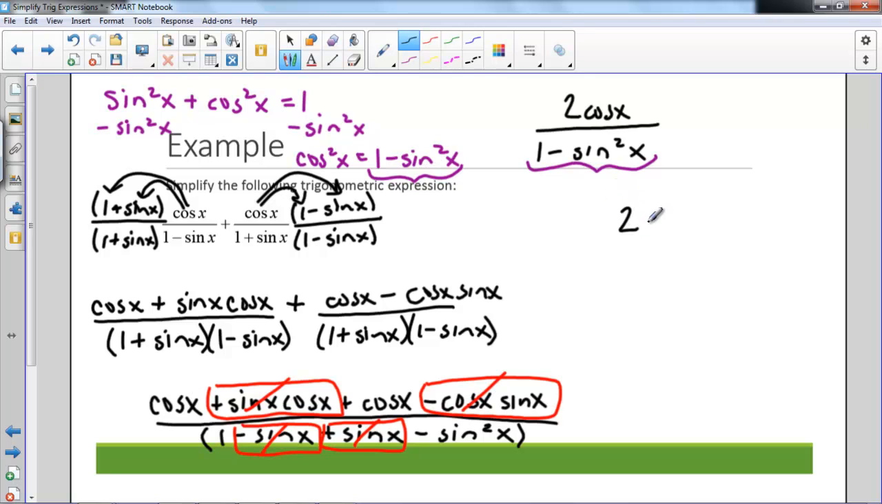So now I have 2 cosine x all over cosine squared x. This cosine is going to cancel with one of these cosines, and I'm going to be left with 2 over cosine x.